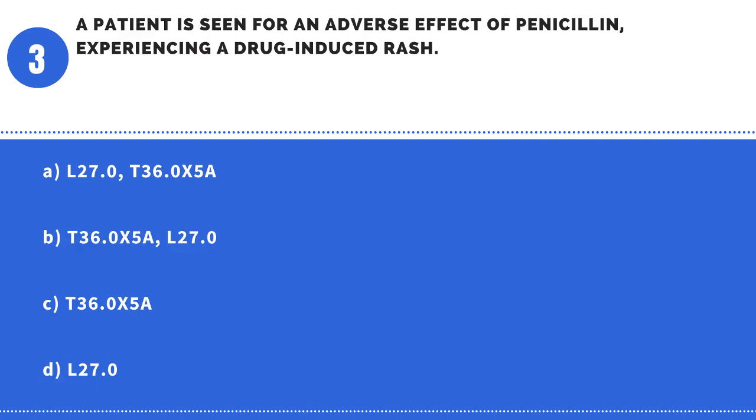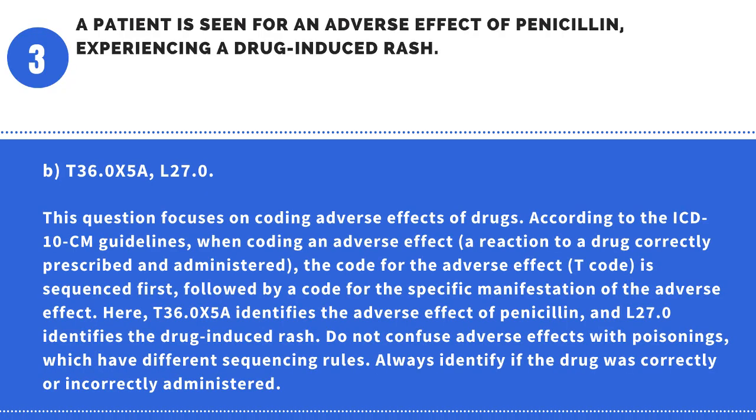Question 3. A patient is seen for an adverse effect of penicillin, experiencing a drug-induced rash. A. L27.0, T36.0X5A. B. T36.0X5A, L27.0. C. T36.0X5A. D. L27.0. Answer: B. T36.0X5A, L27.0. This question focuses on coding adverse effects of drugs.